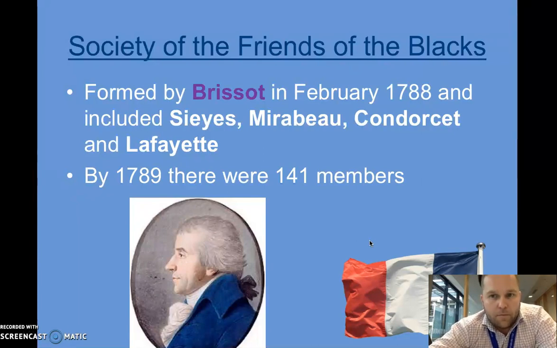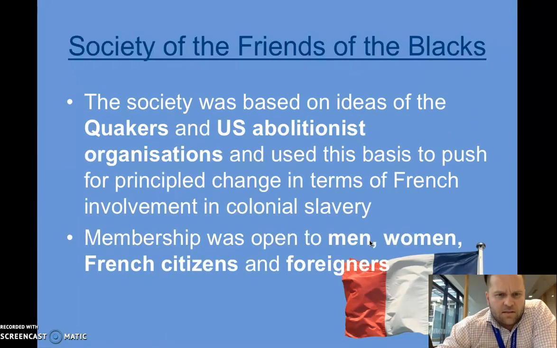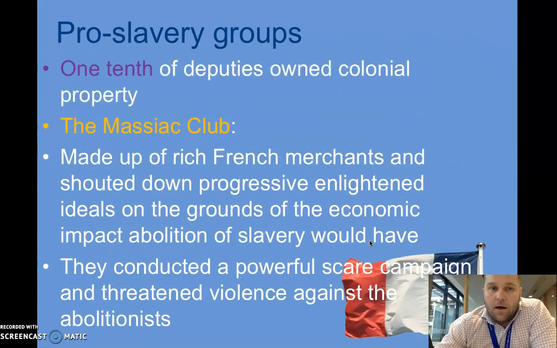People might have joined this group because they were very passionate about it, but it also might have included others that were just kind of on board with one of the fads of the French Revolution, including, of course, Sieyès and Lafayette. By about 1789, you had 141 prominent members. As I said, it's based on the ideas of the Quakers and the US abolitionist organisation. But what is interesting is that membership is open to men, women, French citizens and foreigners. So open membership here.